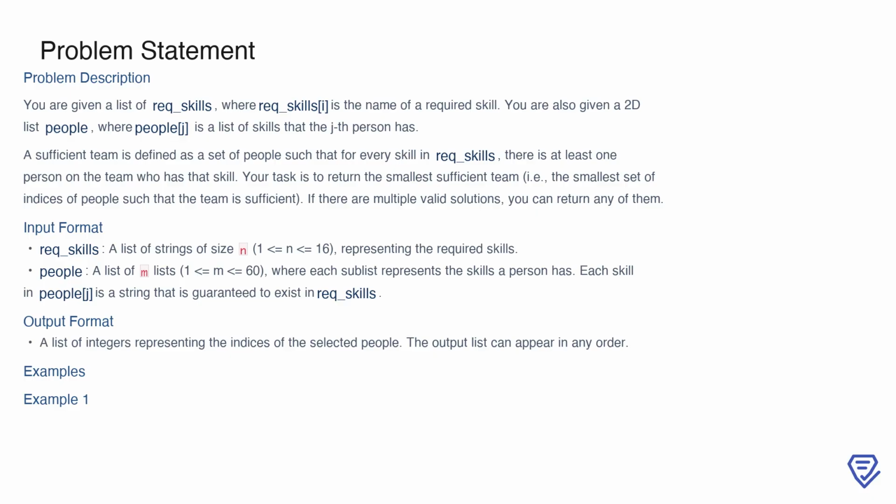It's important to note that if there are multiple valid solutions with the same size, any of them can be returned. The input format specifies that the req_skills list will have up to 16 skills, and the people list can contain up to 60 entries. This ensures that the problem size remains manageable. The output should be a list of indices, representing the selected individuals who form the team, and the order of these indices does not matter.